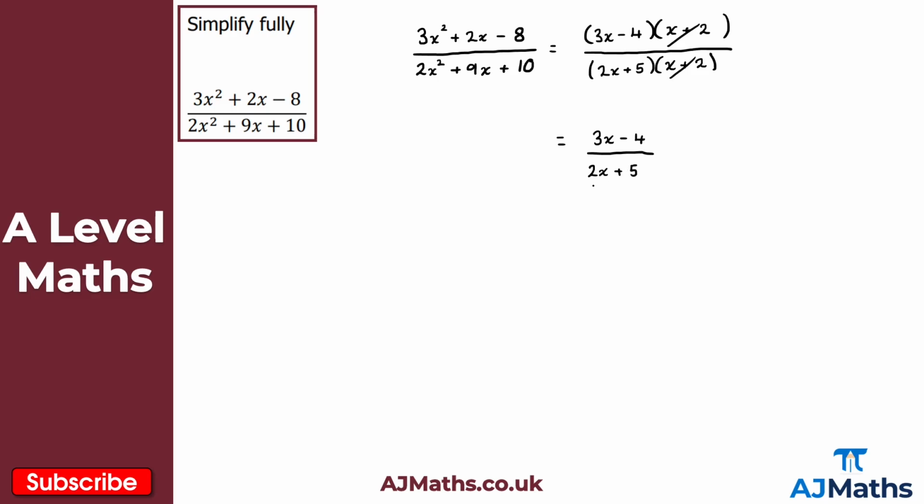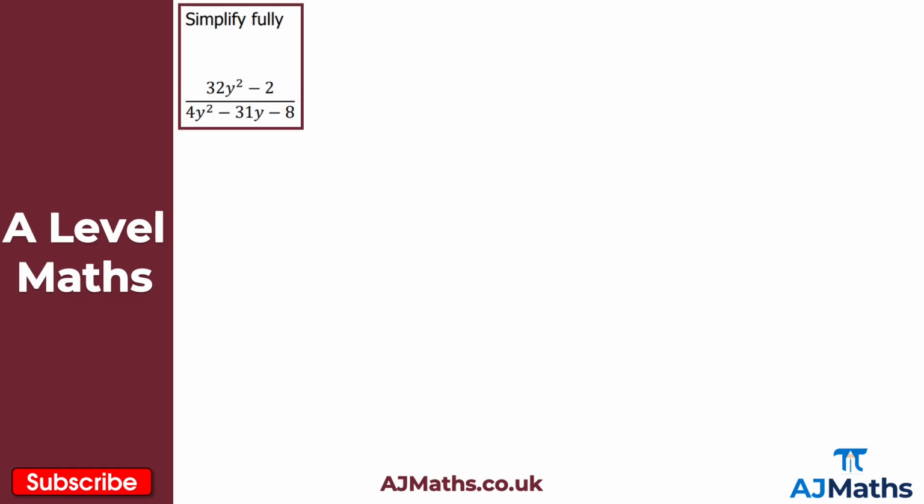Okay. Now, all we have to do there is simplify fully. We don't want to get it into any kind of special form or identify any constants here. So there we have it, there's the solution to question 2. Moving on to the very last question now, where we want to simplify fully 32y squared minus 2 over 4y squared minus 31y minus 8.